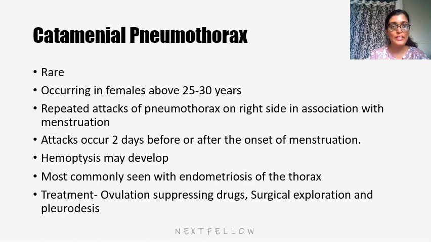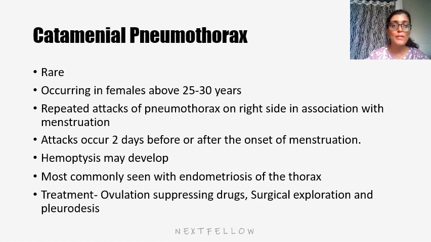Now, catamenial pneumothorax. Catamenial pneumothorax means what? Catamenial pneumothorax is pneumothorax during menstruation. Okay. Anything catamenial usually means at the time of menses. So, catamenial epilepsy: the patient has seizures during menses. This will give you a clue, and if you know the concept, you will be able to answer the question well.